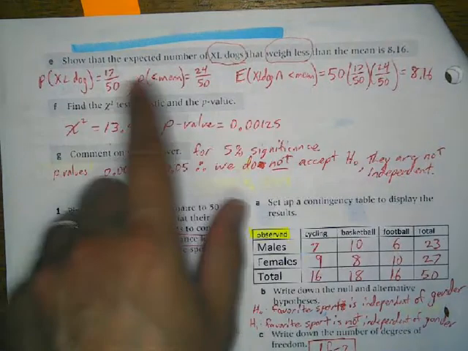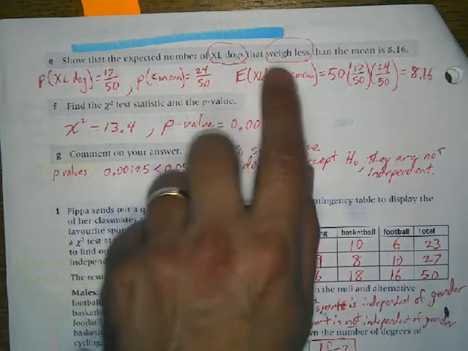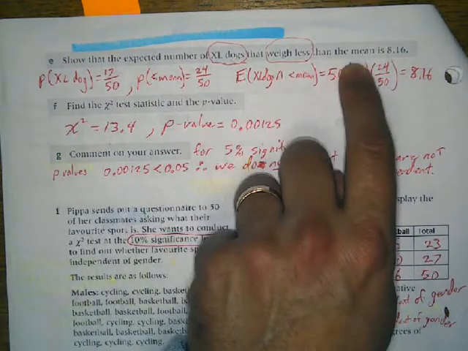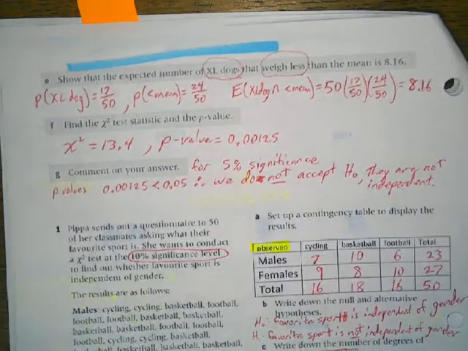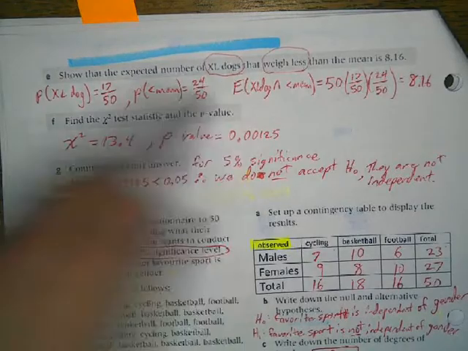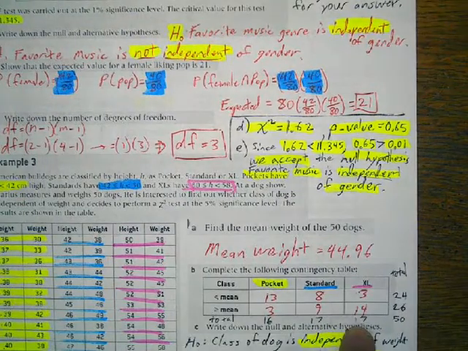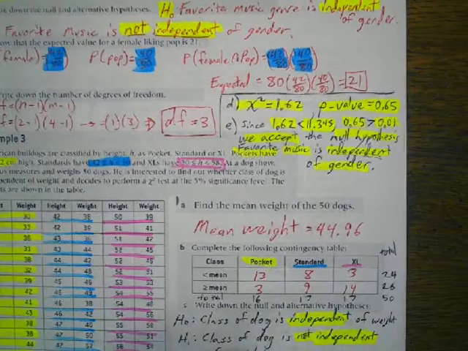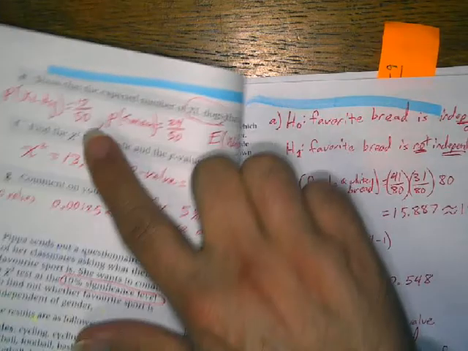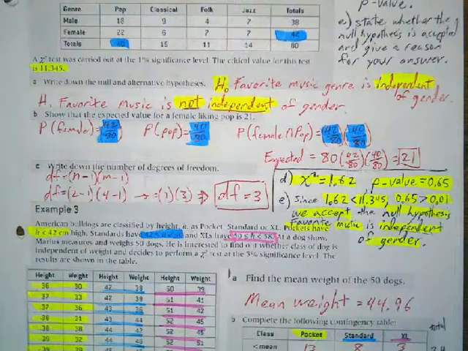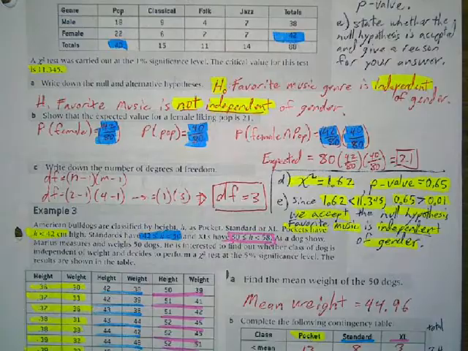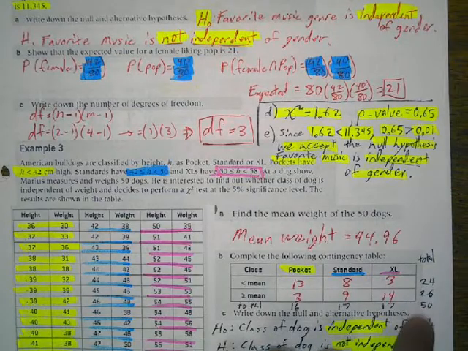Show that the expected number of XL dogs that weigh less than the mean is 8.6. So first of all, I got the probability of being an XL dog is 17 out of 50. So I wrote that down, 17 out of 50. The probability of being less than a mean dog is 24 out of 50.